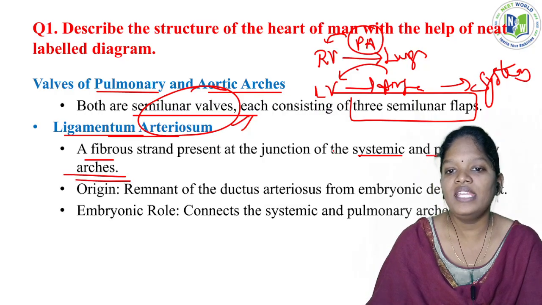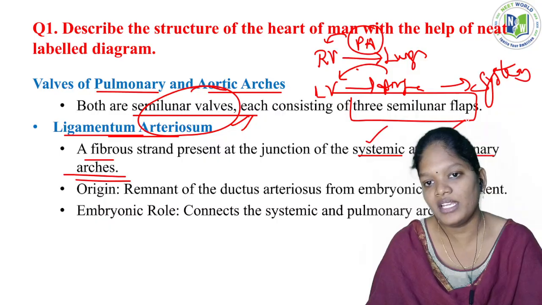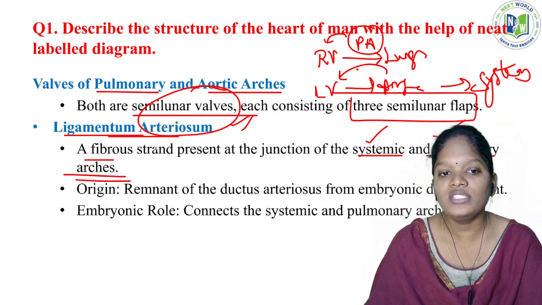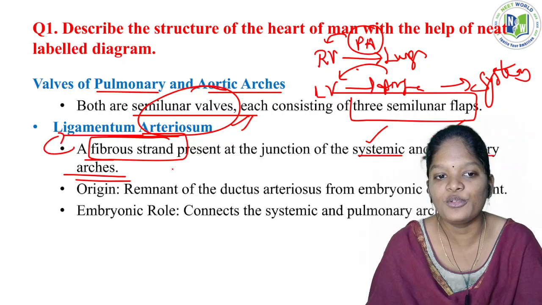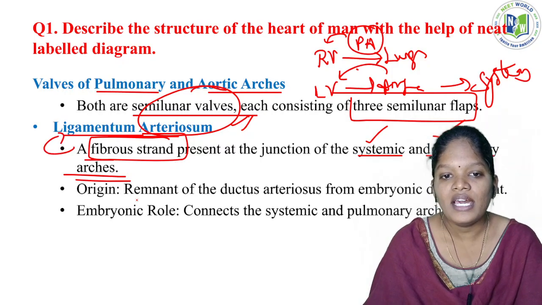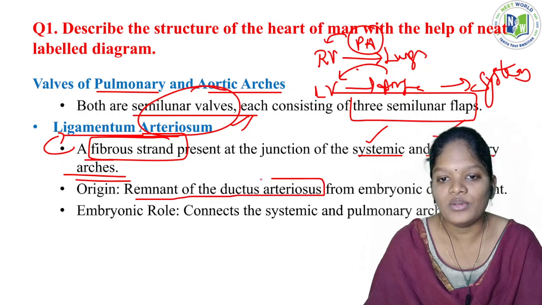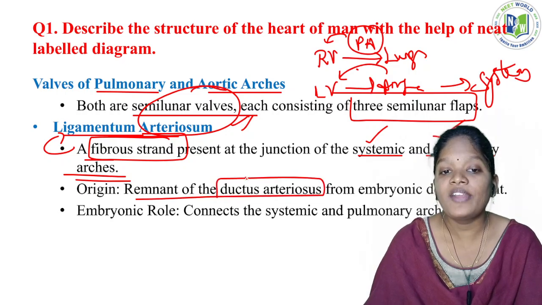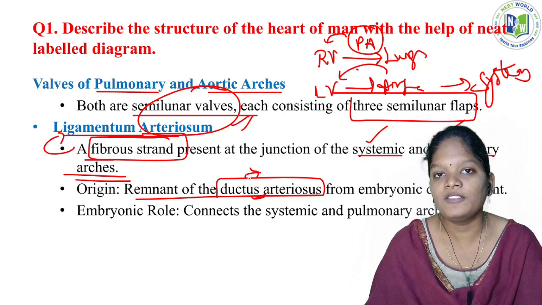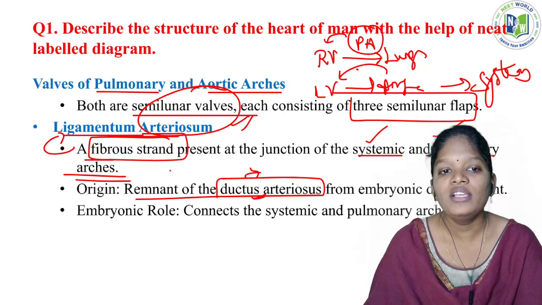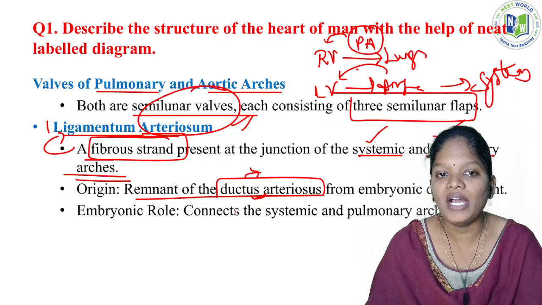So we have studied the systemic arches and the pulmonary arches. At this junction there is a strand made of fiber, and that fibrous strand is called the ligamentum arteriosum. What is its origin? It is a remnant of the ductus arteriosus. During fetal development the structure is called the ductus arteriosus. When the baby is newborn, it develops into the ligamentum arteriosum.